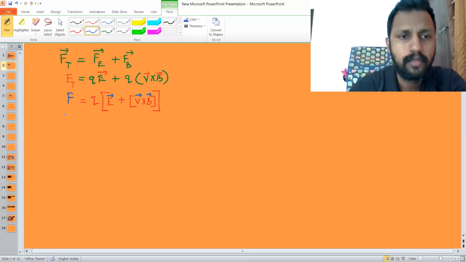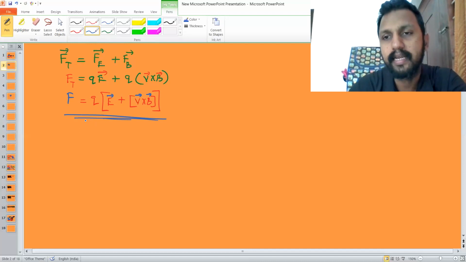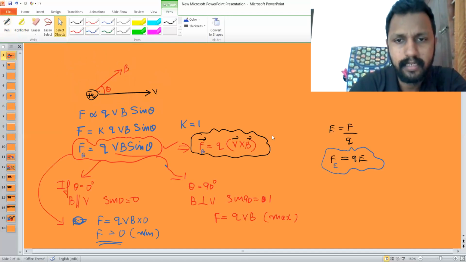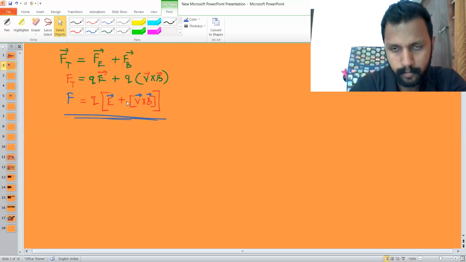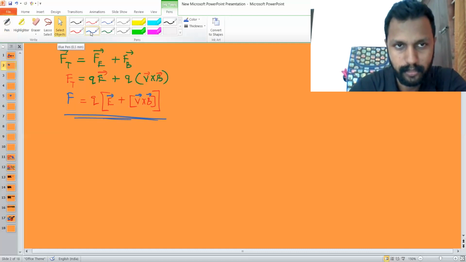Therefore, this is the total Lorentz force acting over a charged particle which is in a combined electric and magnetic field. Now we know what is magnetic Lorentz force, what is electric Lorentz force, and what is total Lorentz force. Then let us understand the direction of the force.